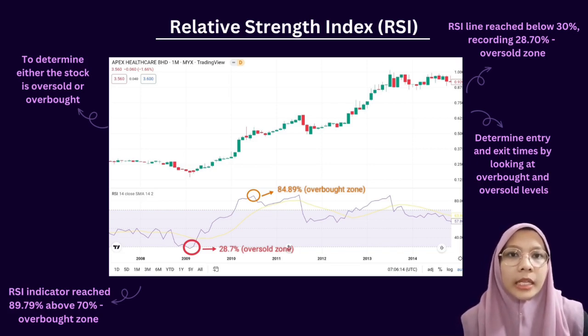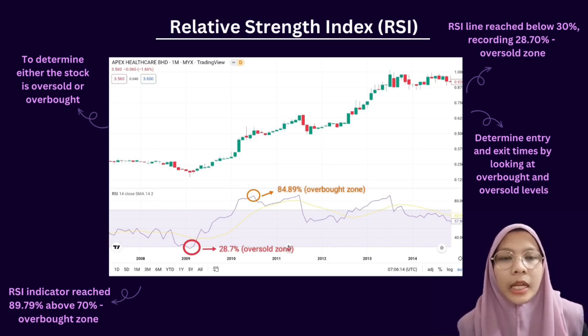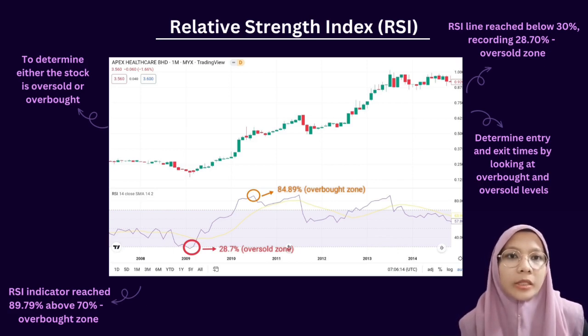Besides, in July 2010, the highest RSI indicator reached 84.89%, which is above the 70% level and entered the overbought zone. That means selling pressure has occurred. The signal tells us that we should be careful because there is a possibility that the sale of shares may happen at any time.